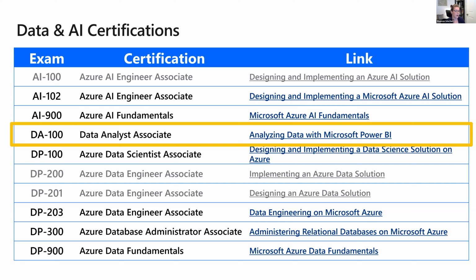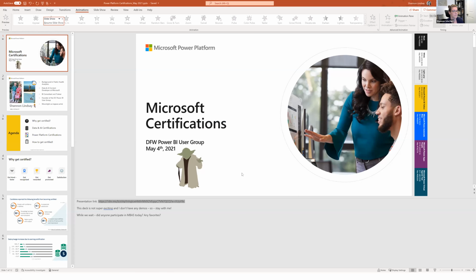We've got our database administrator exam. So that's our second role. We then have our data engineers, and then finally our data scientists or our AI engineers. So those are the exams that are covered in Microsoft's data and AI portfolio. And if you're interested in any of them, I just want to show you a little bit of how they work. So I'm going to jump into the link for the DA.